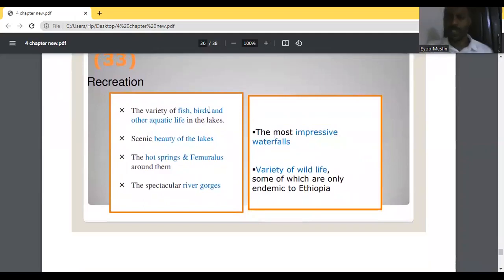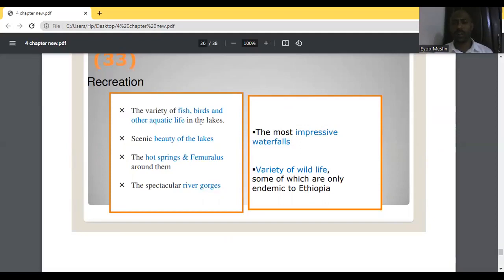As for recreation purposes, the water potentials have recreation potential. For instance, in the Rift Valley, we talked about different fish, birds, and other aquatic life. There are Rift Valley areas endowed with bird species, and the beauty of the lake itself attracts both domestic and international tourists.